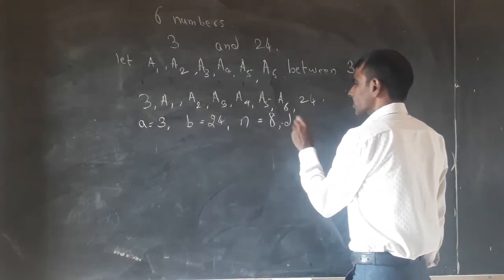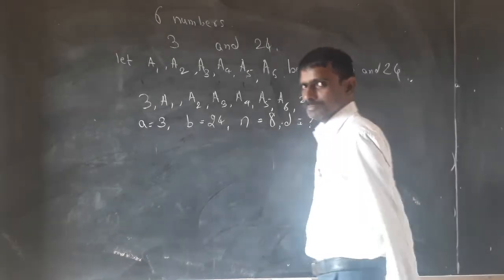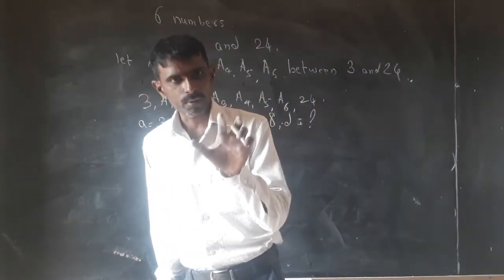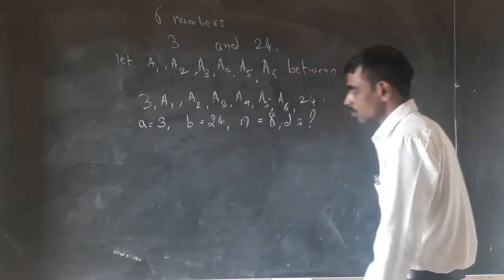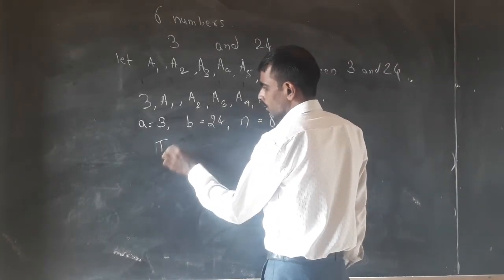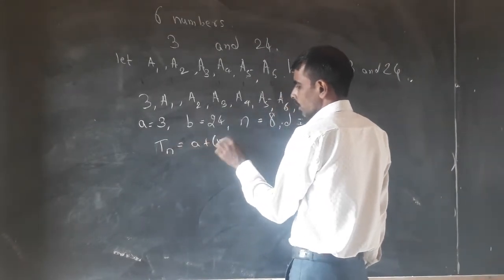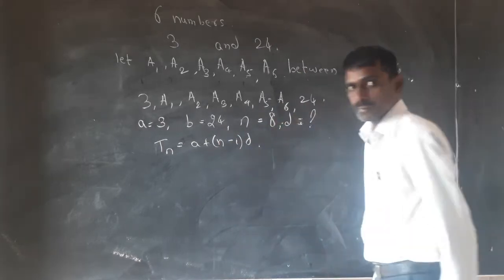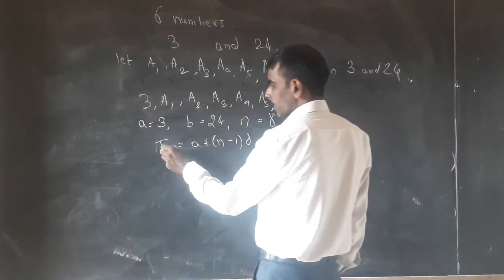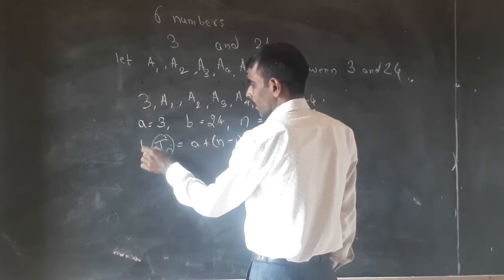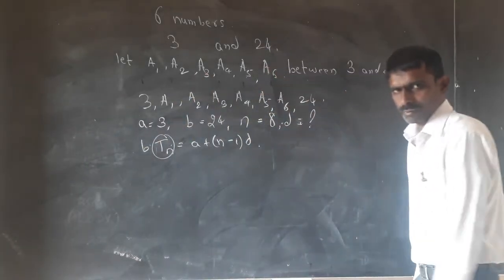So here what I have to check is what D is equal to. I have the formula Tn is equal to A plus n minus 1 into D. This Tn I will be considering as the last term.